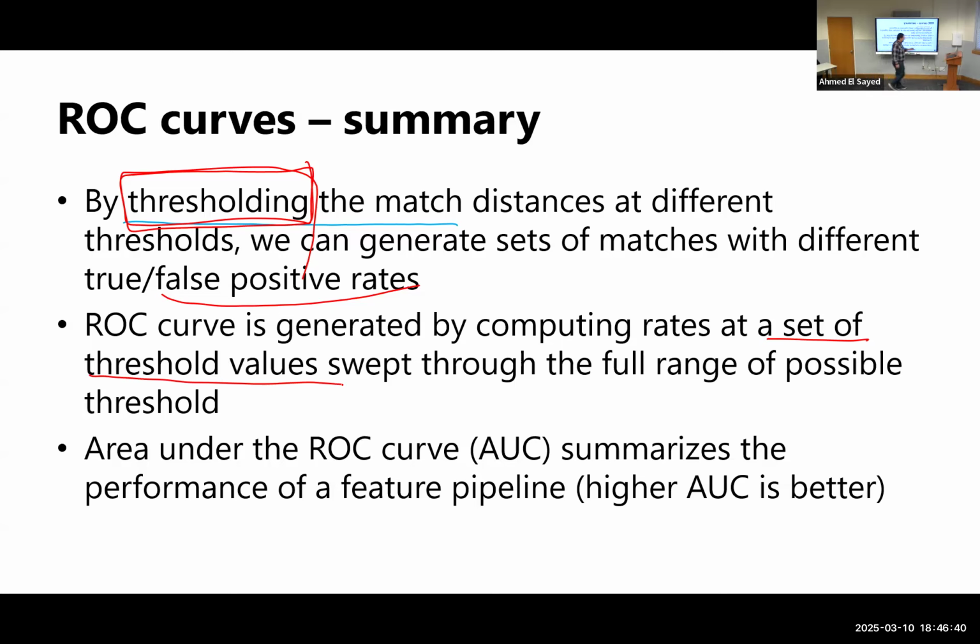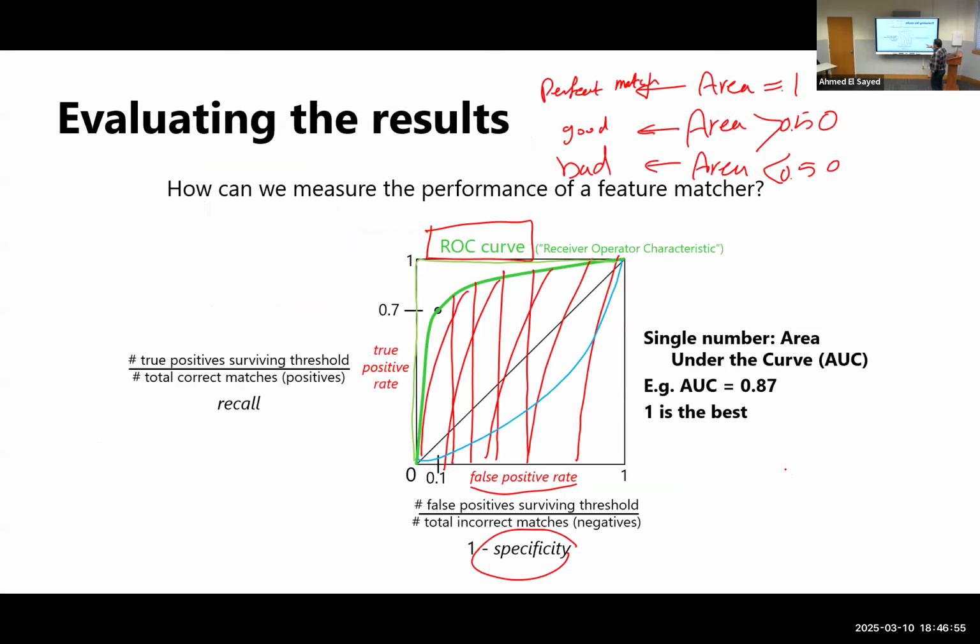The area under the ROC curve, as we stated, can tell us the quality of my features and the feature matching technique. Okay? So just by looking at the ROC curve, I can say that these are good features and the matching technique is a good matching technique, or vice versa. Okay?